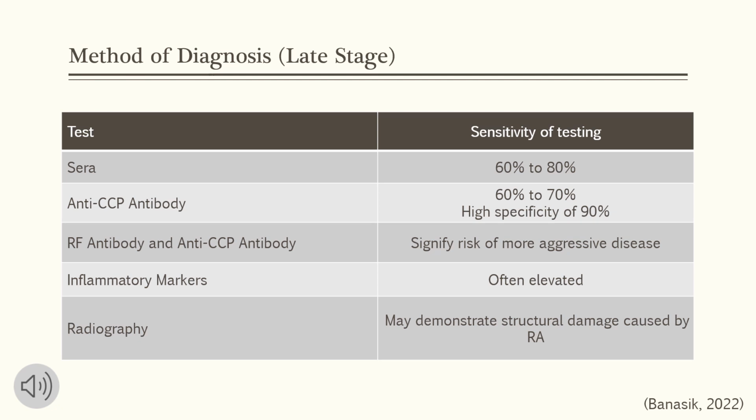For late stage diagnosis, there are blood tests that check for antibodies and inflammation markers, which can give an indication of how progressed the disease is, depending on those levels. And radiography is also used to assess structural damage caused by RA, such as that bone erosion or ruptured tendons, that sort of thing.